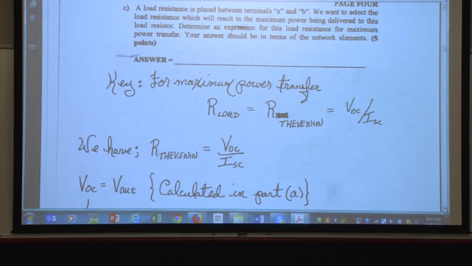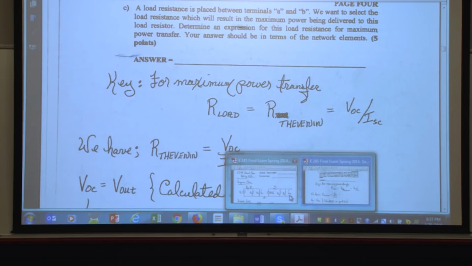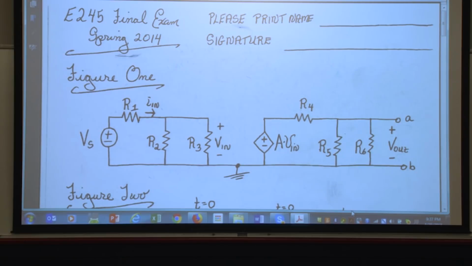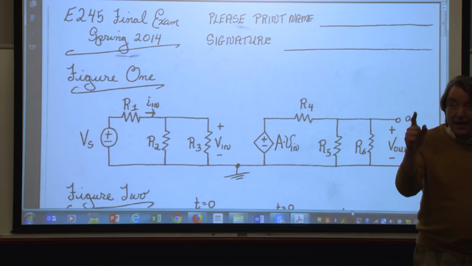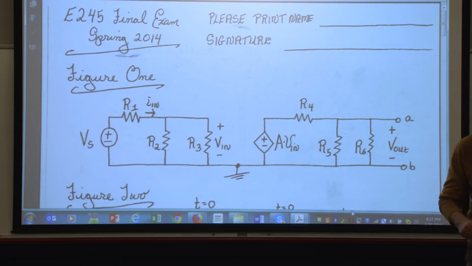Now, Tiger, let me just go back for a moment to make sure I know where this is being added. This resistor is being added between A and B. So right here, I'm adding a load resistor, and for maximum power transfer, this load resistor has to equal R Thevenin. Now, how do I get R Thevenin? V open circuit divided by I short circuit. Okay, so V open circuit divided by I short circuit.